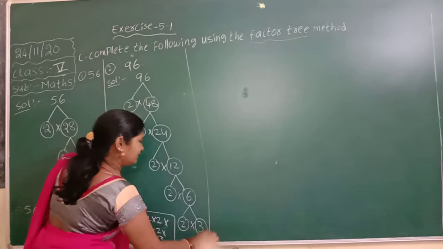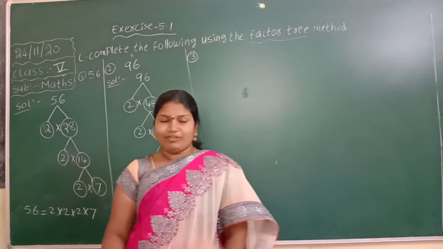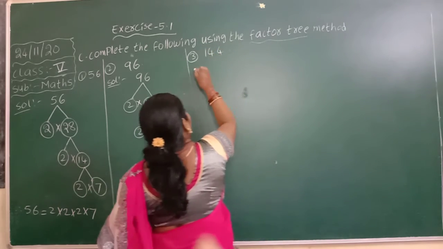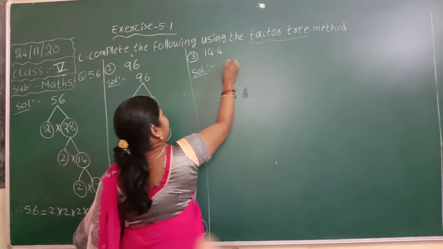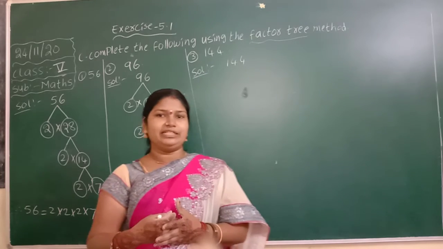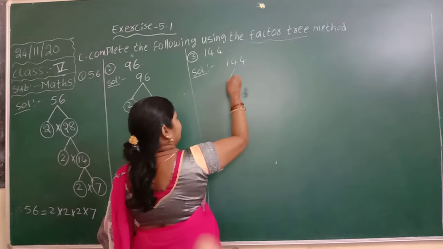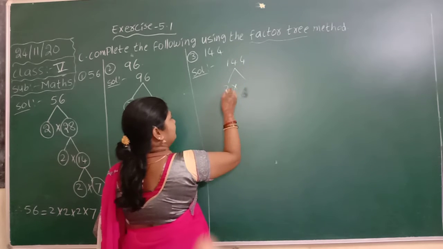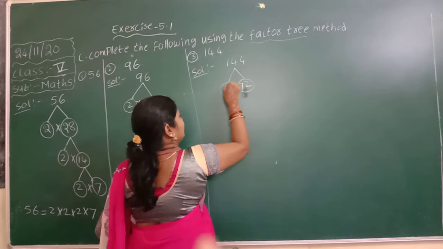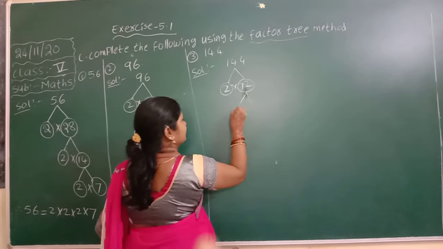Same like this, the third question. The third question is 144. For this 144, again you have to find the prime factors using the factor tree method. First, here also multiply with the 2 table. 2 7s are 14, 2 2s are 4. 2 you have to leave like that only, and you should multiply this.